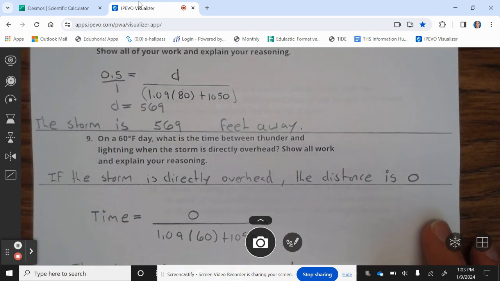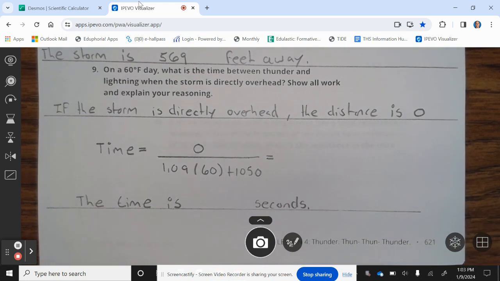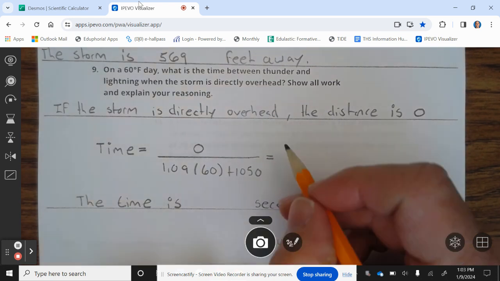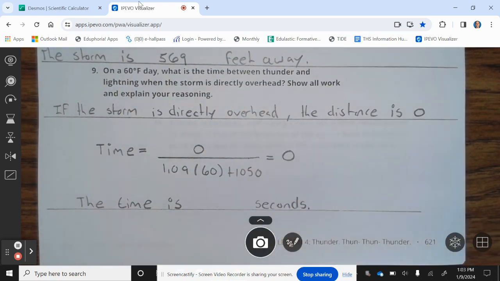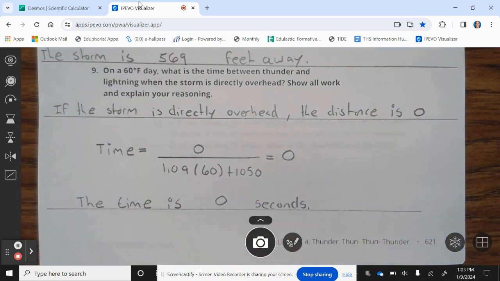Let's take a look at 9. On a 60-degree Fahrenheit day, what is the time between thunder and lightning when the storm is directly overhead? Show all work and explain your reasoning. If the storm is directly overhead, the distance is 0. So the equation is time equals 0 divided by 1.09 times 60 plus 1050, which equals 0. So the time is 0 seconds. All right, go ahead and finish it up.